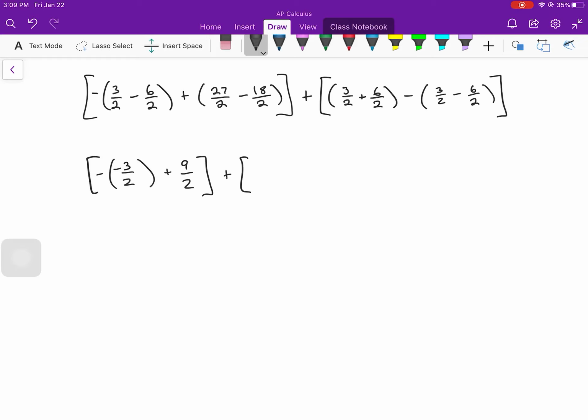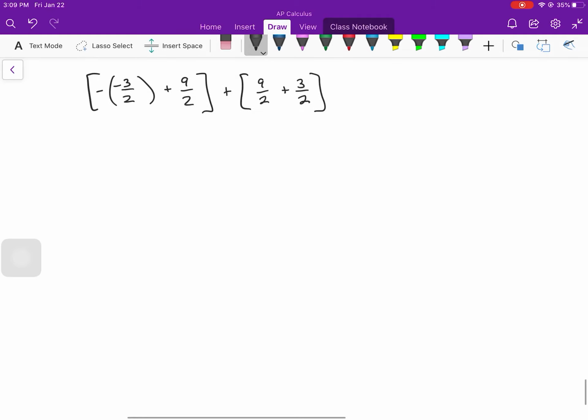Plus, let's take a look at the other one. Well, 3 plus 6 is 9 over 2. And then 3 over 2 minus 6 over 2 is -3 over 2. Double negative will become a positive 3 over 2. Continuing on, 3 over 2 plus 9 over 2 is 12 over 2, plus another 12 over 2, which would be 24 over 2, or 6 plus 6, which is 12.